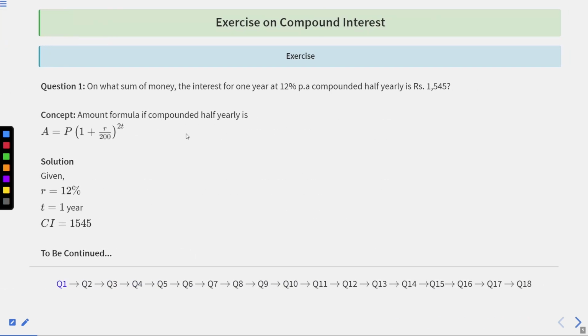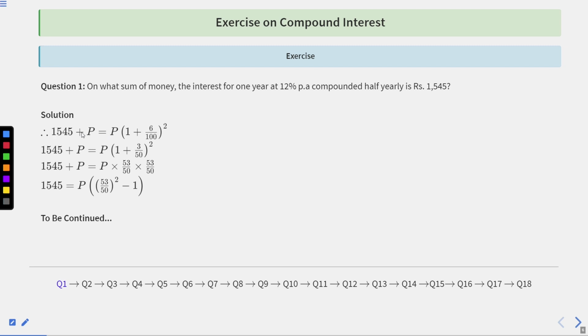So the concept that is used here is the amount formula. If compounded half yearly, it is given by A equal to P into (1 plus R upon 200) to the power 2t. We have already seen this formula during our theory classes, so let's now use this formula. In this question, we are given that R equal to 12%, T is equal to 1 year, and compound interest is 1545.